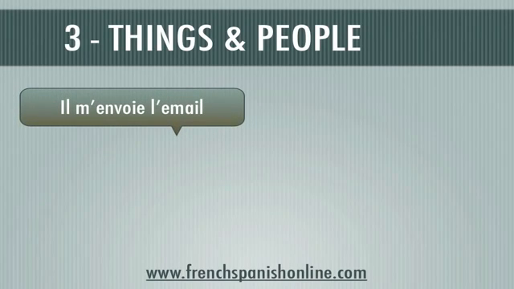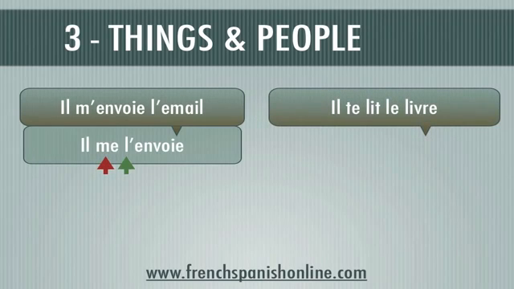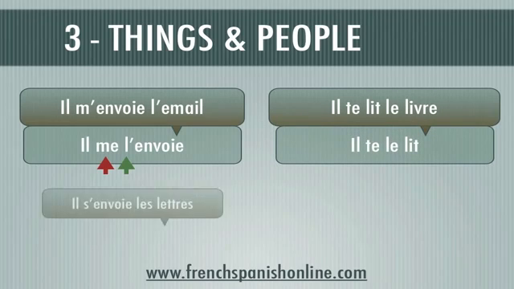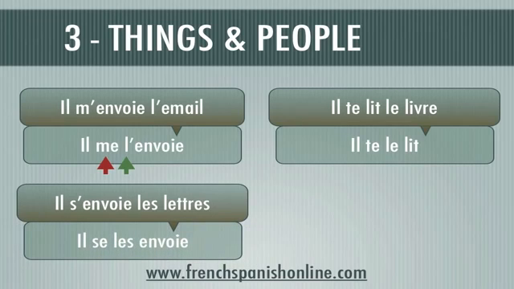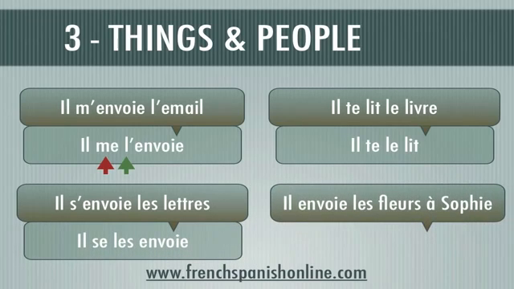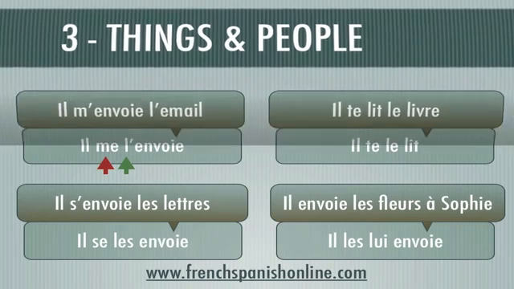Il m'envoie l'email, il me l'envoie. Here, as you can see, the L apostrophe, so the direct object, is after the indirect one. It's the case for me, te, nous, and vous. Il te lit le livre, il te le lit. Il s'envoie les lettres, for reflexive form, il se les envoie. And remember that for the third person it is the opposite. Il envoie les fleurs à Sophie, il les lui envoie. Don't ask me why. It's like that in French.